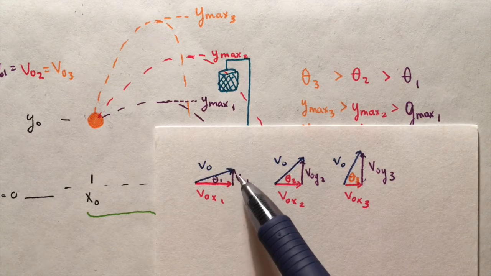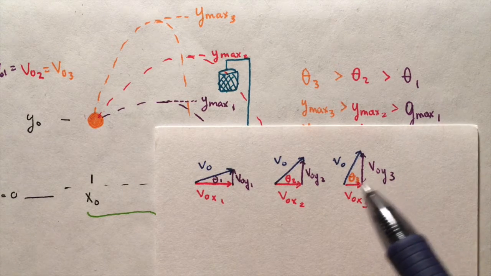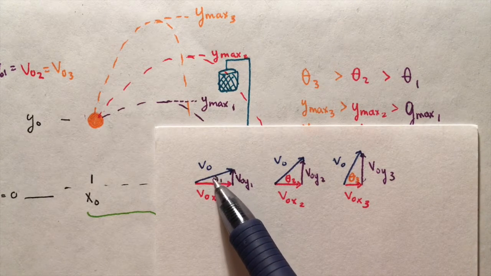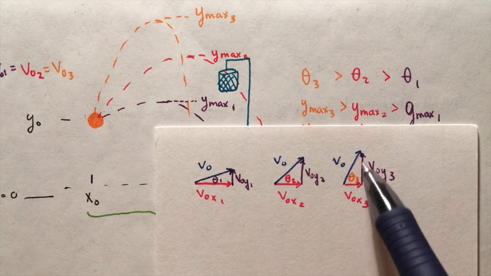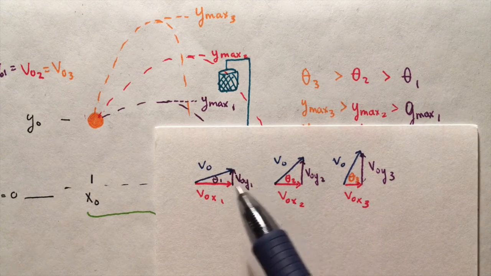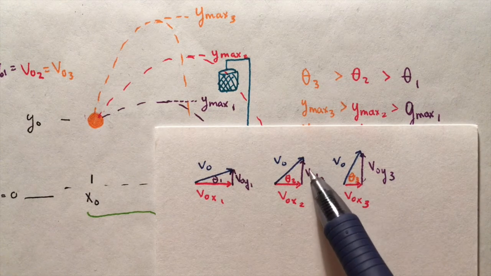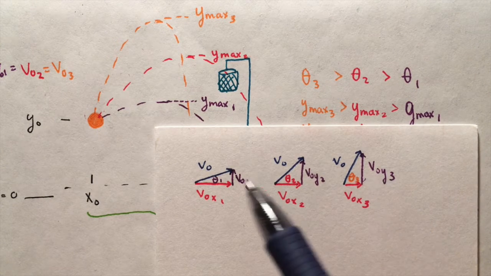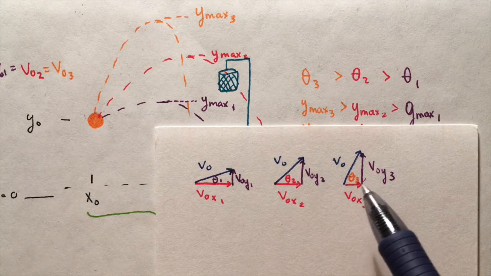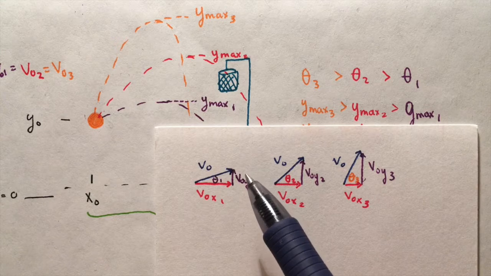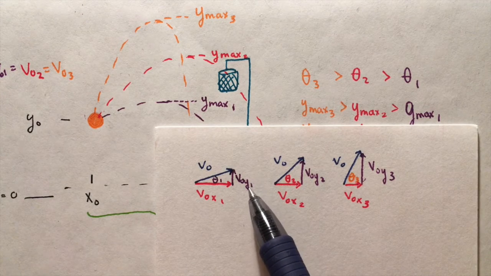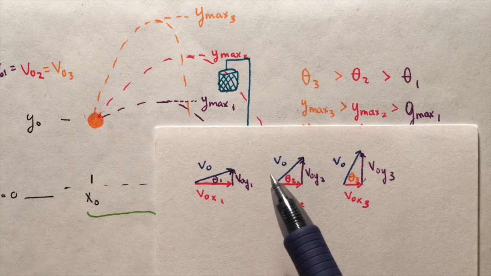Let's talk about just the vertical components right now. So you can see the smaller the launch angle, the smaller the vertical component of the speed. So as the launch angle is increasing, the vertical component of the speed gets bigger, which means when the launch angle increases, more of the speed is pointed in the vertical direction. The more vertical speed you have, the higher the ball is going to go vertically.